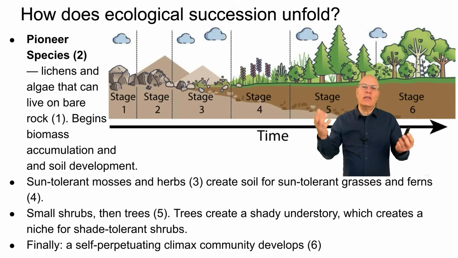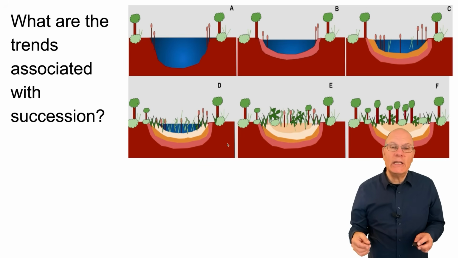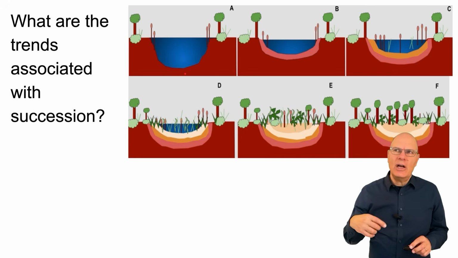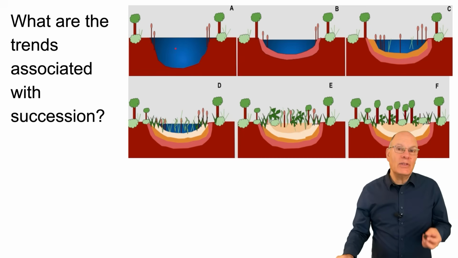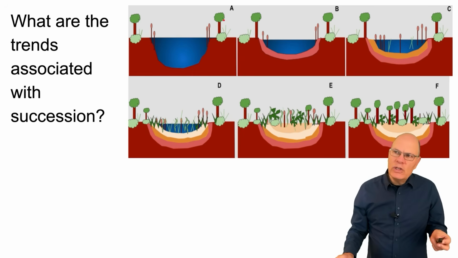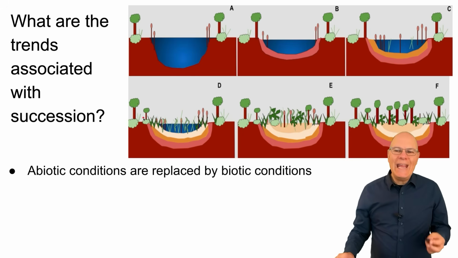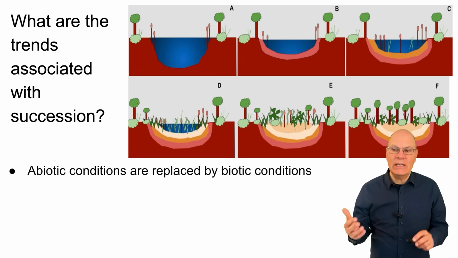Some of those communities, like the redwood forests of the Pacific Northwest of California, can endure for tens of thousands of years. What are the key trends associated with ecological succession? Note, first of all, that here we have succession not on a terrestrial ecosystem, but in an aquatic ecosystem. We have what's called pond succession, because successional processes occur there as well, and the process runs sequentially A through F. Overall, as the process unfolds, abiotic conditions, non-living conditions, are replaced by biotic conditions.